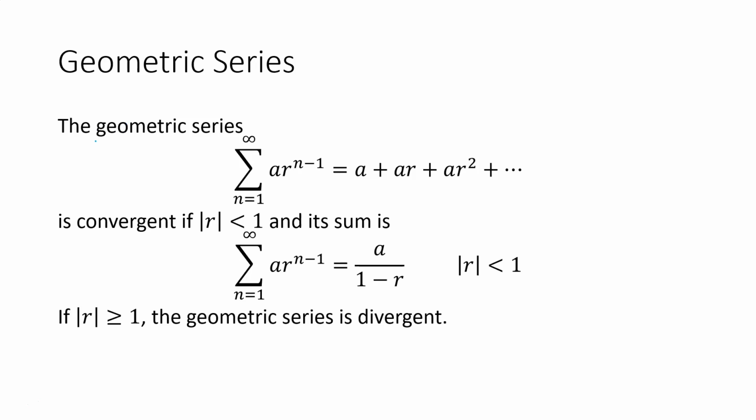Okay, so that's what we see here. The geometric series is convergent if the absolute value of r is less than 1 and its sum is given by a over 1 minus r. If the absolute value of r is greater than or equal to 1, then the geometric series is divergent. So it'll be convergent if the absolute value of the common ratio is less than 1, in which case we have the sum formula here.